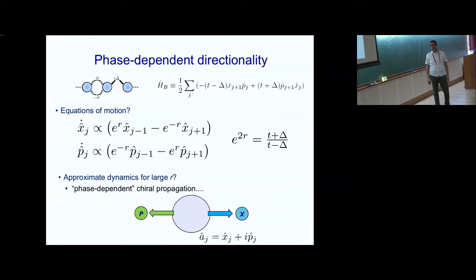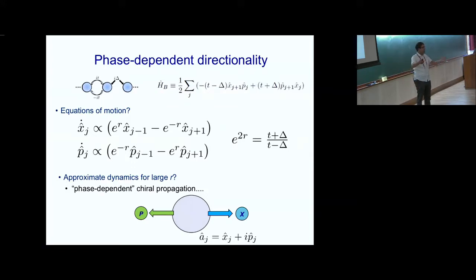Do photons go to the right or the left? It depends on their quadrature. Are they an x or a p? It depends on their phase. So this is sort of like the physics of the spin Hall effect, where does an electron go to the right or to the left? It depends on its spin. Here it depends on the quadrature.